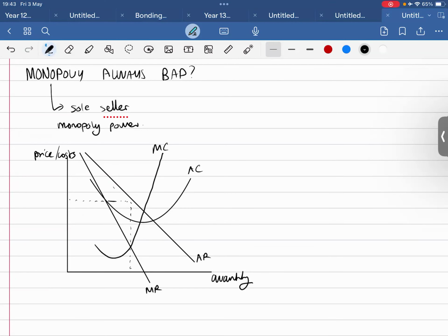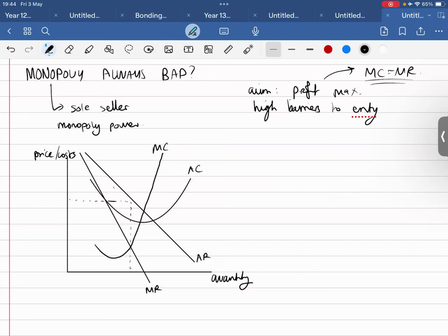So I would start by listing out the characteristics: sole seller, monopoly power, high barriers to entry, the aim to profit maximize. Explain that profit max is MC equals MR. If it's a 15 marker, go into more detail about why it's MC equals MR. It's because if you're at this quantity, then there's a marginal profit, so you'll keep on adding more quantity until there's no more marginal profit to be made by increasing quantity.